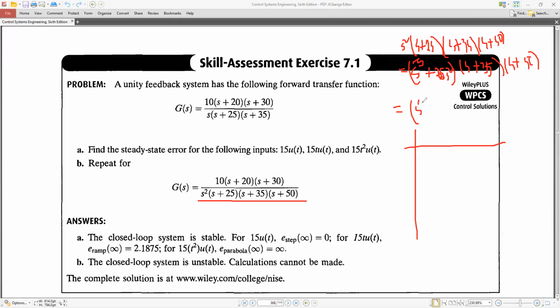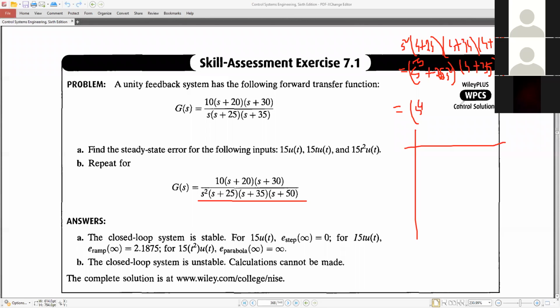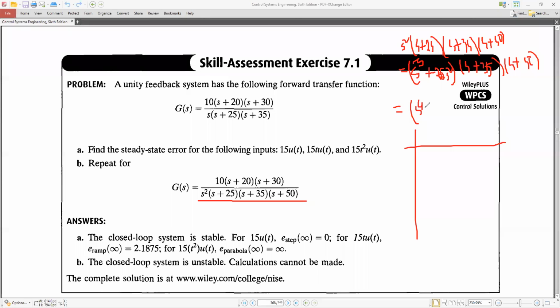So s to the power 4, plus 35 s cube, plus 25 s cube, so it would be 25 s cube, plus 35 into 25. What is the value of 35 into 25?